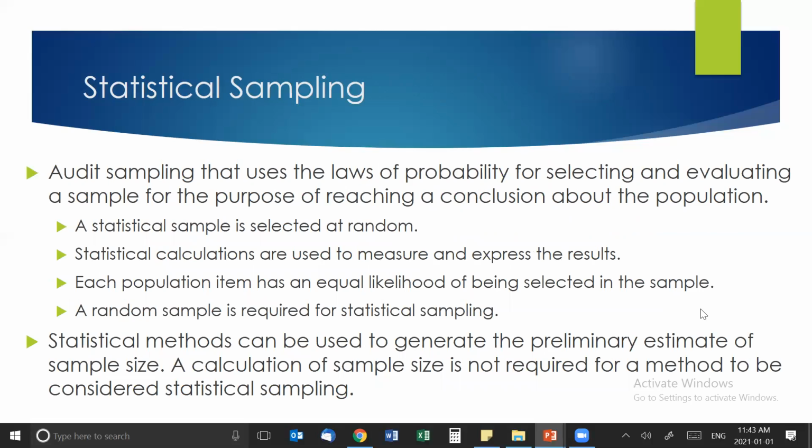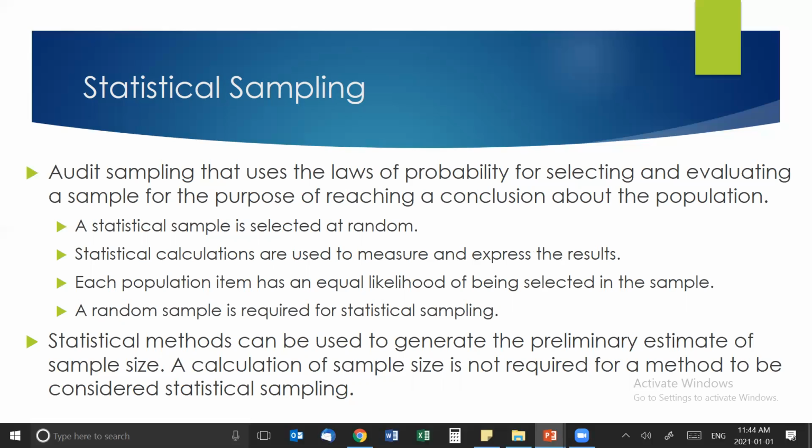And sorry, the reason why we don't do 100% testing is because of the cost. You have to look at the cost versus benefit of doing it, and how much of a risk you're willing to take. What audit sampling does is use the laws of probability for selecting and evaluating a sample, and the purpose of that is to reach a conclusion about the total population.